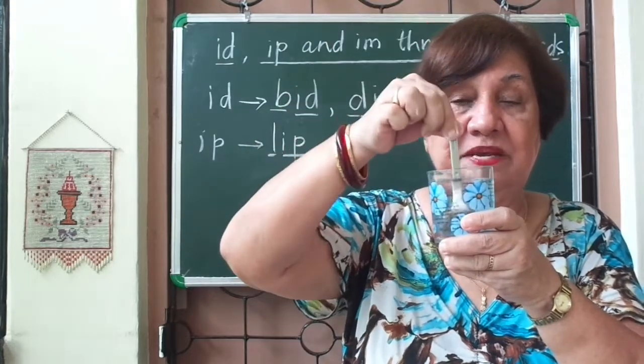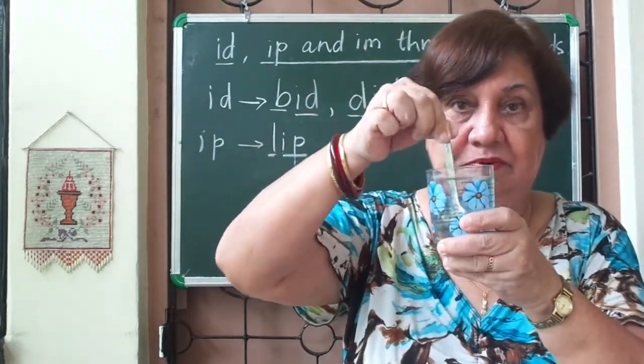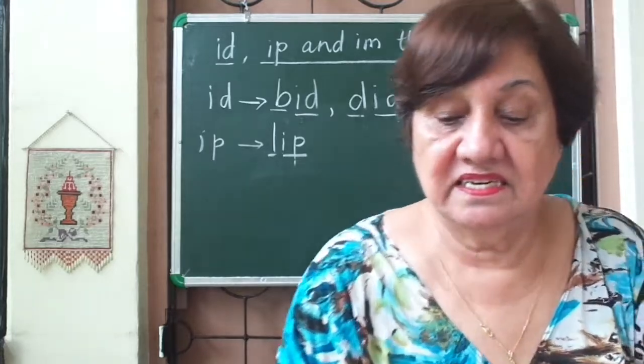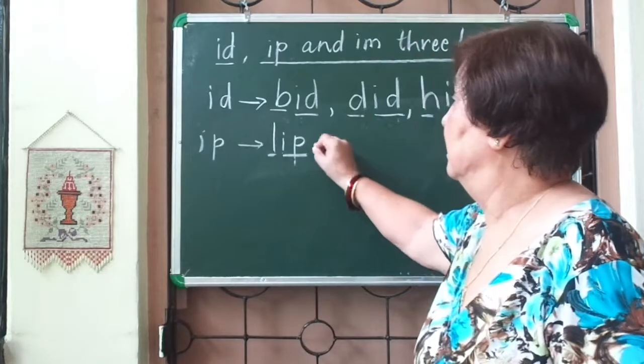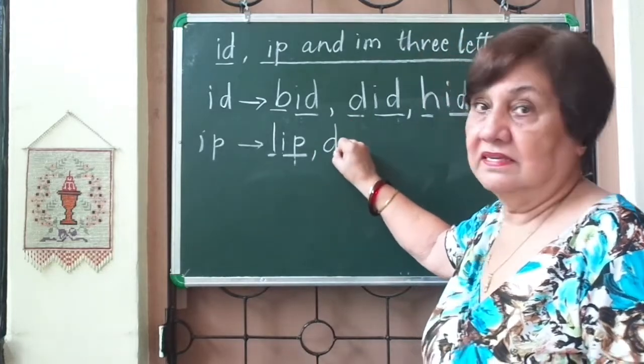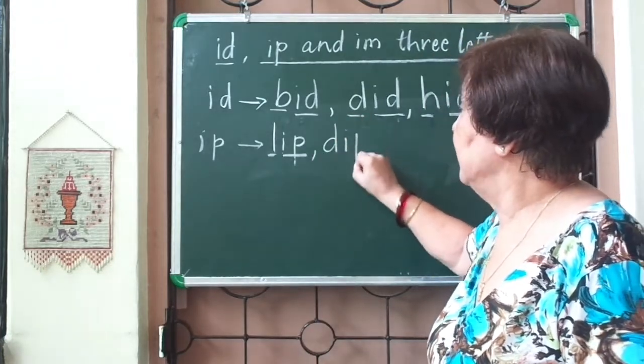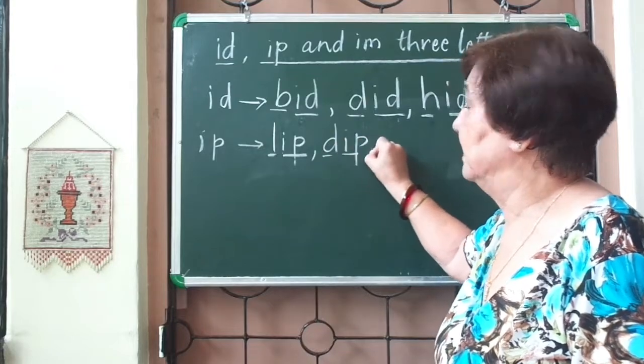Now, this is a glass of water and this is a spoon. I will dip it in the water. Dip. D. Who says D? D says D. So dip, D and ip. I-P, ip. D, ip is dip.